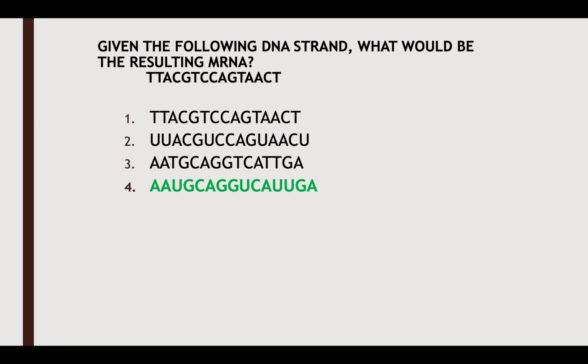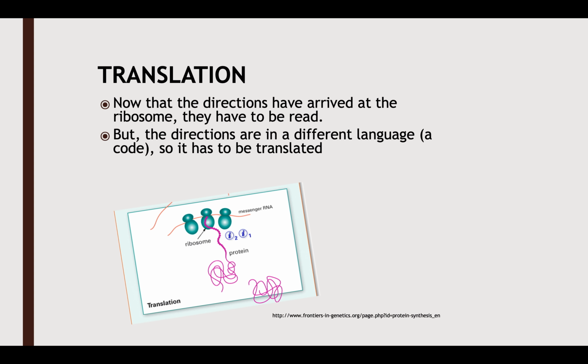That is how you do transcription. That is the first half of protein synthesis. This code now can go to the ribosome to be translated. Let's find out how translation occurs.